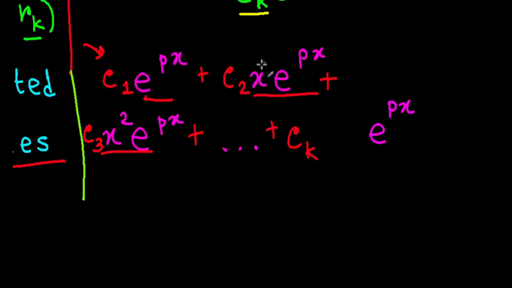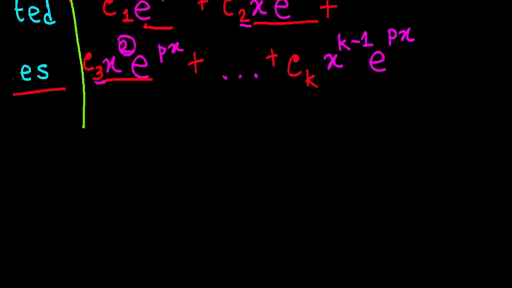Now if you also notice c2, here you have 2, and the power of x is 1. Here you have 3, and the power of x is 2. Now I think you see the trend. If you go up to the kth coefficient, c sub k, the power is going to be 1 less. So you go up to x to the power k minus 1.